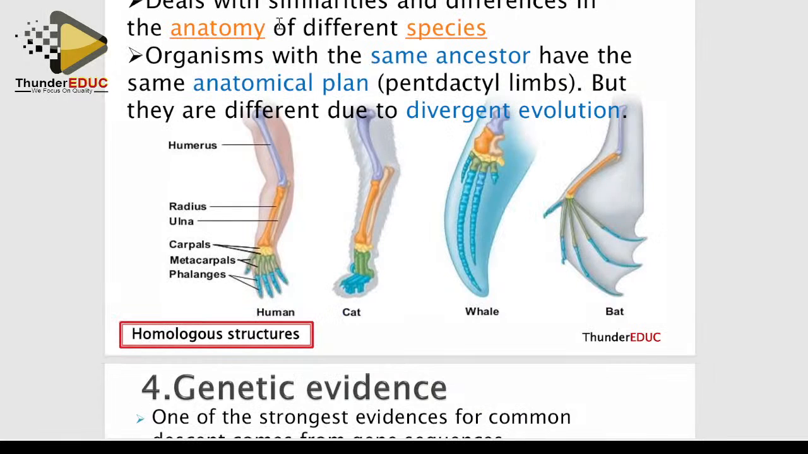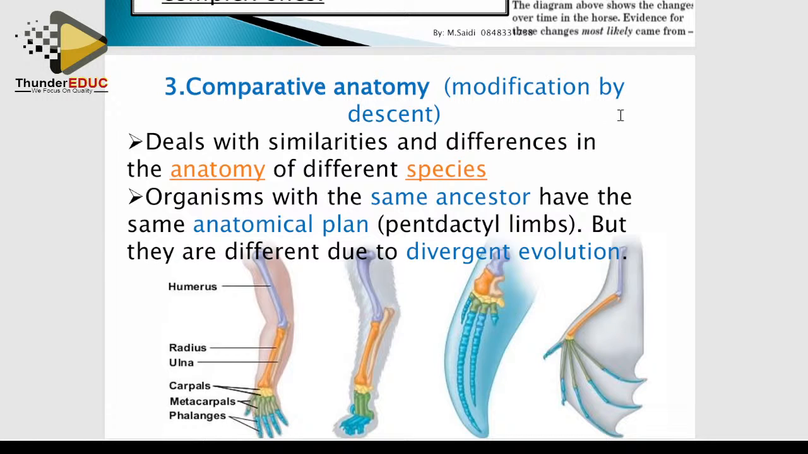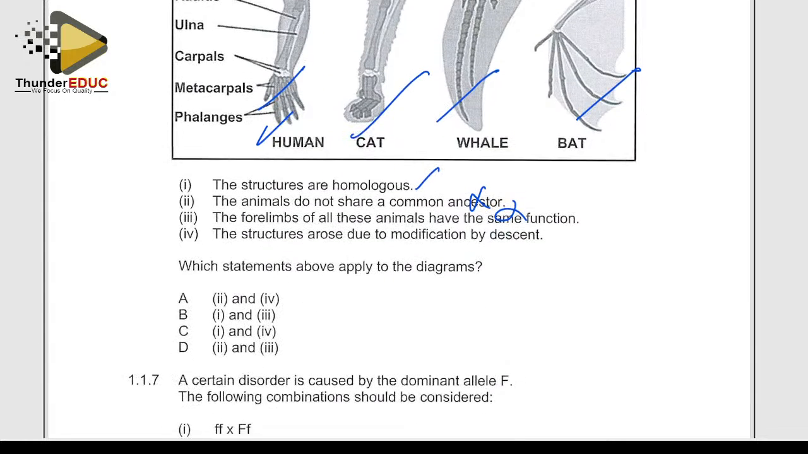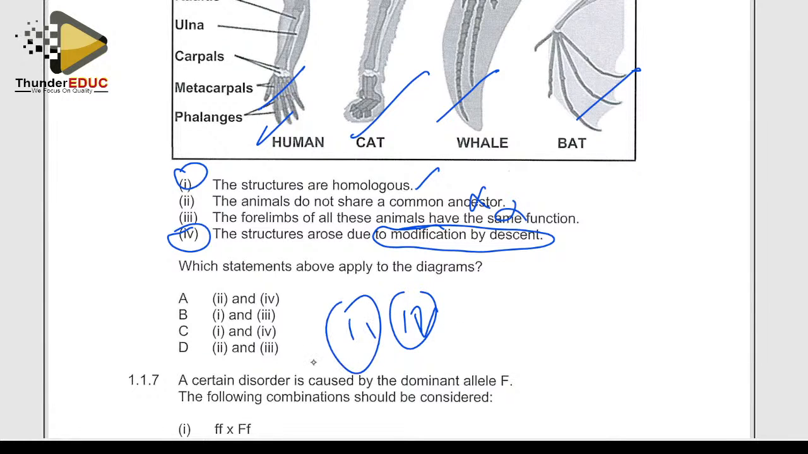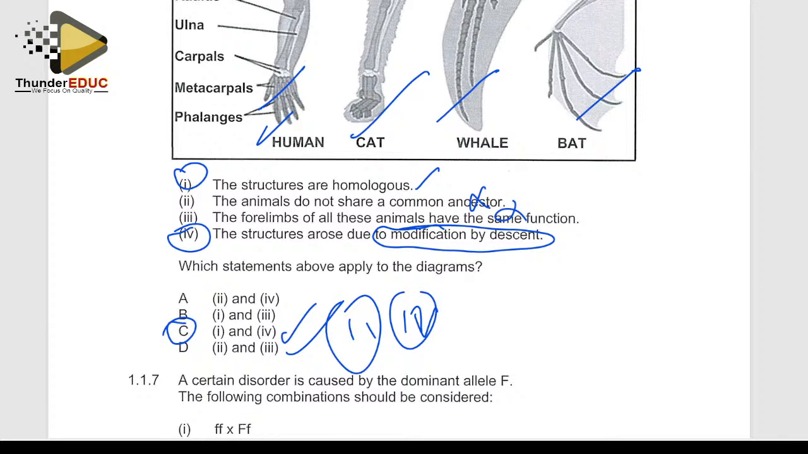And then here we're saying that this is modification. This is what they are saying, modification by descent. So 1 and 4 becomes the most correct answer. So I have to look for 1 and 4. 1 is this, and so C becomes the most correct answer. Who got it right? Who got that one right? Okay, guys, let's continue.